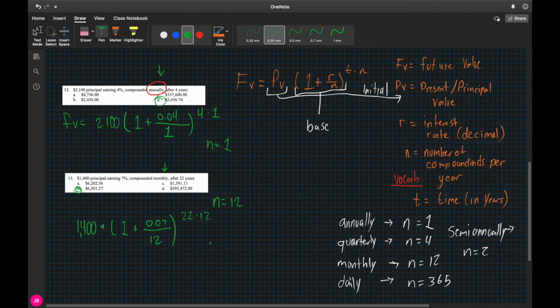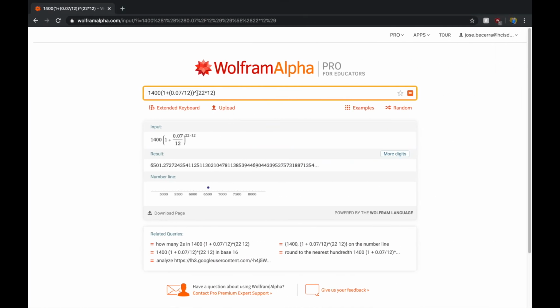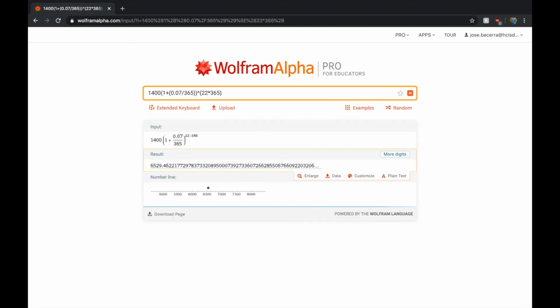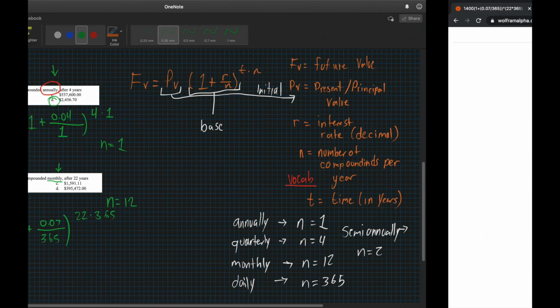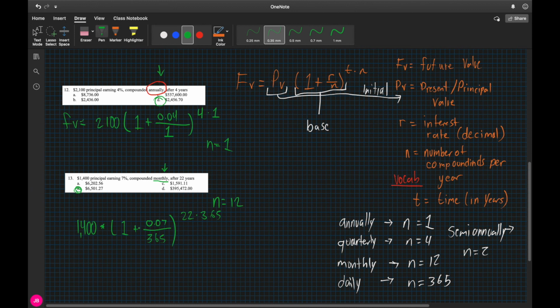Now let me show you how this can differ. If nothing else changed except for the compounding, let's say it was compounding daily, for example, and we switch this to 365, you can see how our answer is going to change. And it's going to change by quite a lot, a whole $28, simply because our compoundings were different.